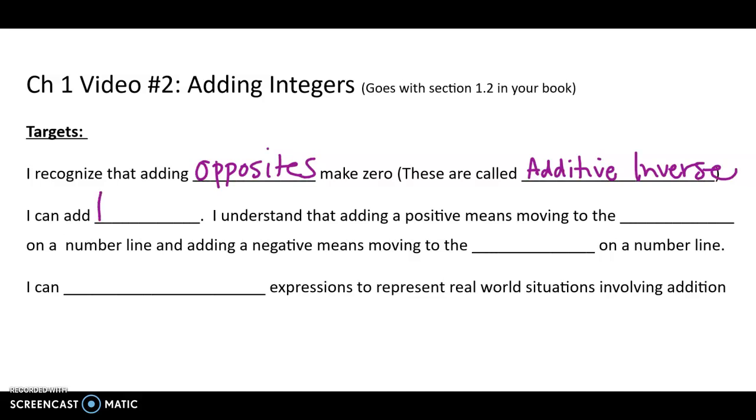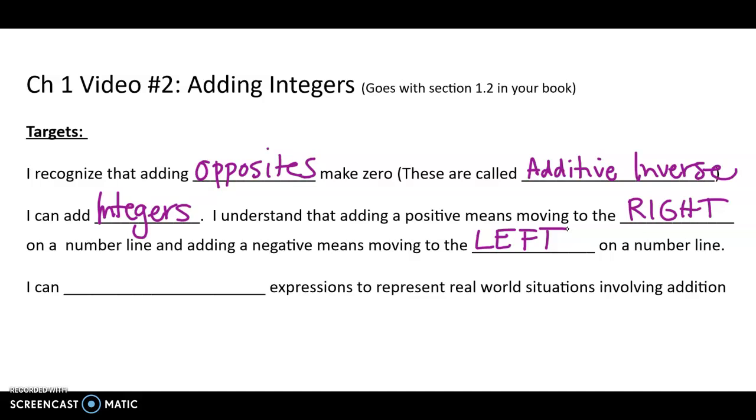We can add integers. We looked at integers a little bit already. When we add those up, what kind of answer will we get? So, we know here in our target it says when we add a positive on a number line, we're going to move to the right. And when we add a negative on the number line, we're going to move to the left. Okay, we'll look at examples of those.